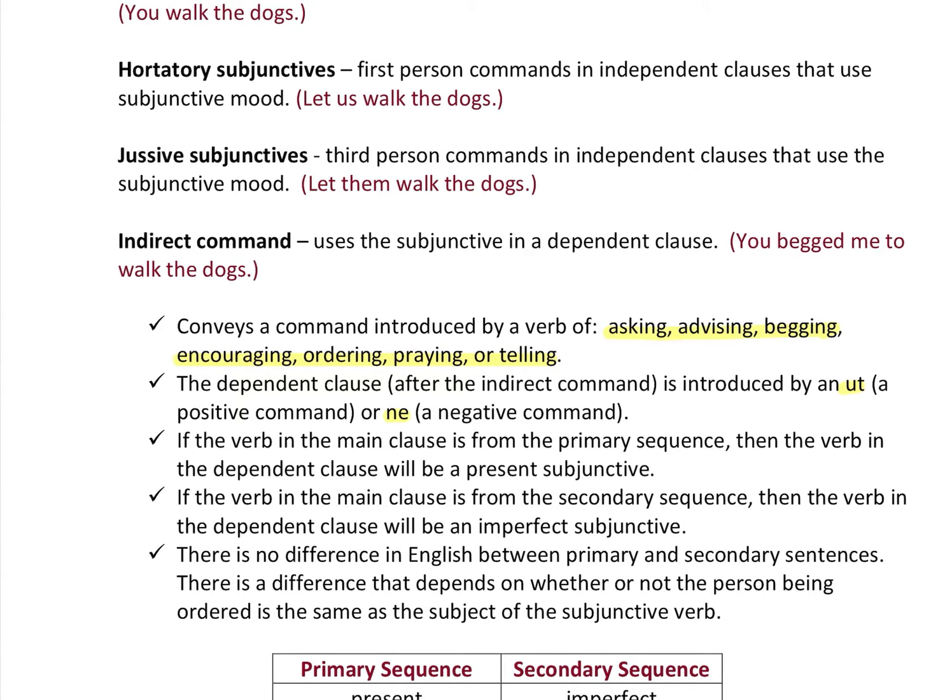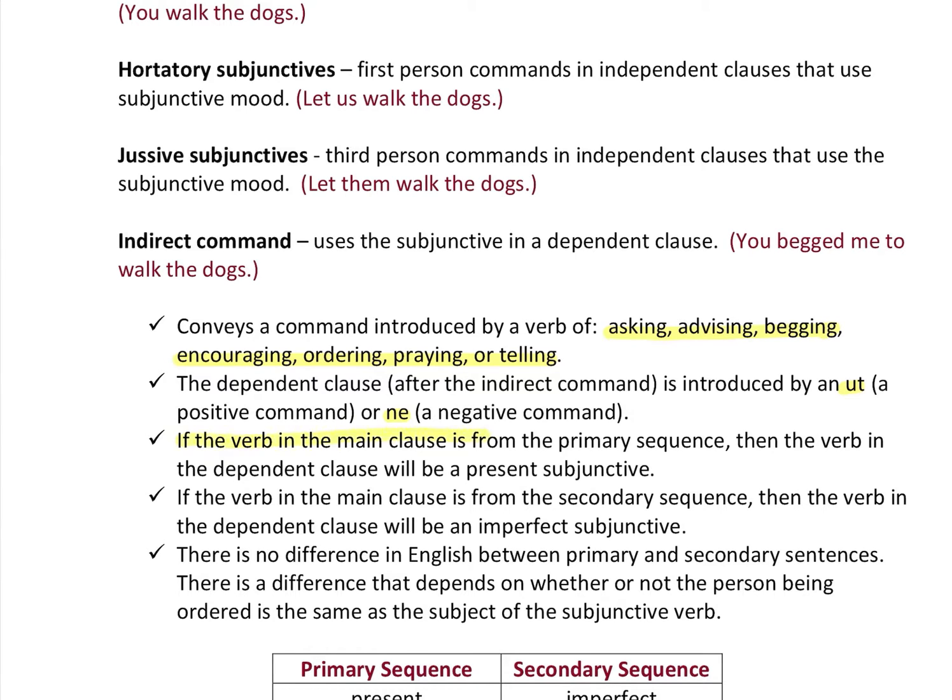And on page 35, if you go look, I do a review of all the ut and ne clauses so that you can kind of see which one is which, because there's a lot of different ways that ut and ne are used. Okay, now we're just talking about indirect command. All right, so we've just talked about primary sequence. Make sure you've watched that video first because this uses primary and secondary sequences.